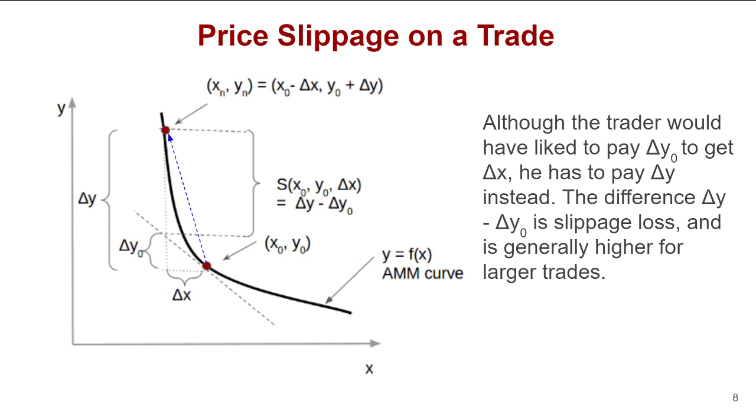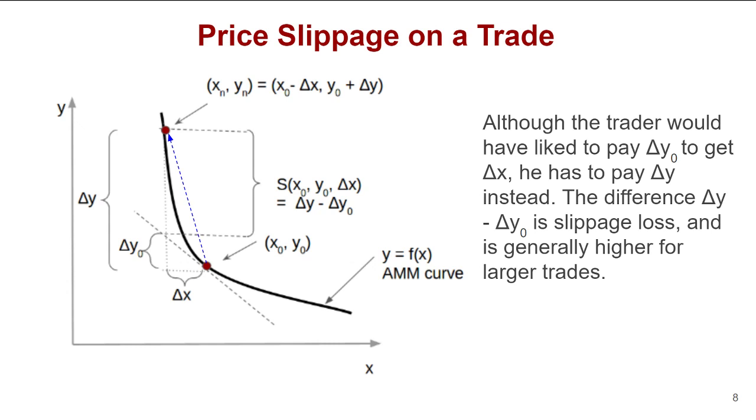And in this case, the trader is going to come in and is going to want from the pool delta x tokens of type X, and in return has to give something back. Now, given the original price at the original point x0, y0, ideally the trader would have liked to pay that price to give delta y0 tokens in order to get the delta x tokens that he or she is interested in. However, because of the nature of this curve, what they will actually end up paying in order to get delta x tokens would be delta y tokens.